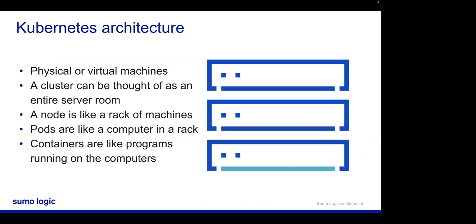Okay. All right. Kubernetes architecture. When you think about Kubernetes architecture, of course, there's going to be some physical architecture, physical systems, physical machines. There's also going to be some virtual machines. So when we think in terms of a cluster, we can think about maybe an entire server room. If you're trying to relate the concept of a cluster, think of an entire server room. Think of your node as a rack of machines. Think of your pods as a computer in that rack, and then think of your containers, like I said, as those microservices, those programs running on your computer.